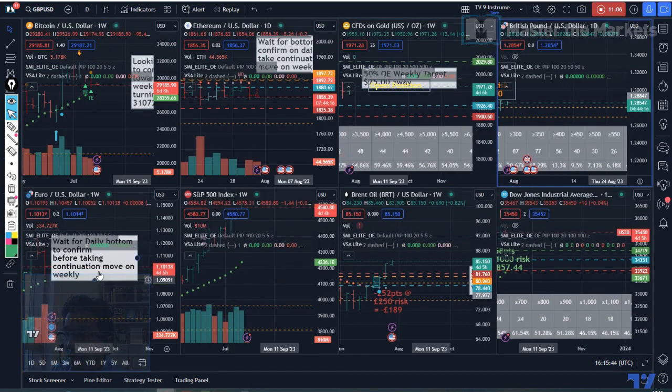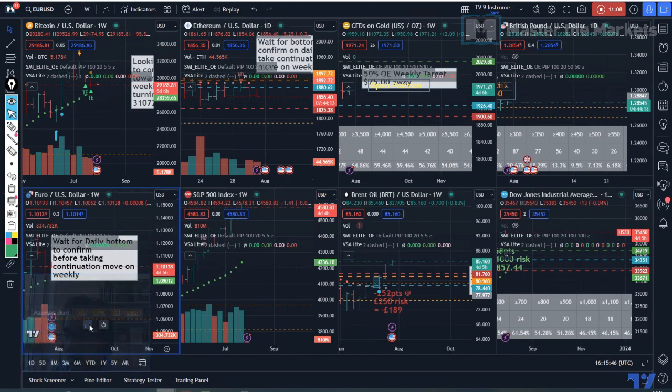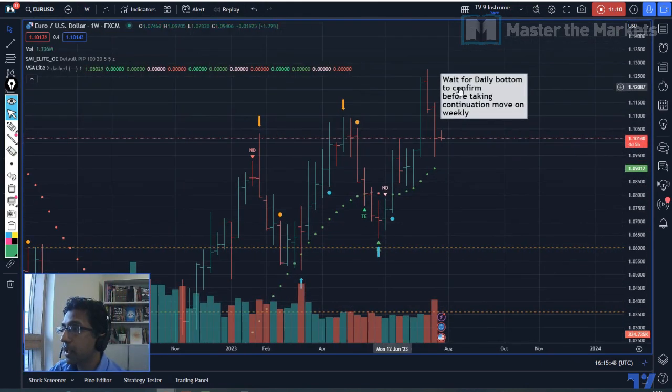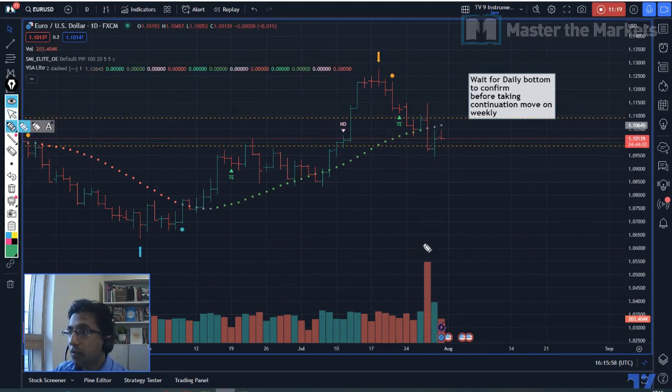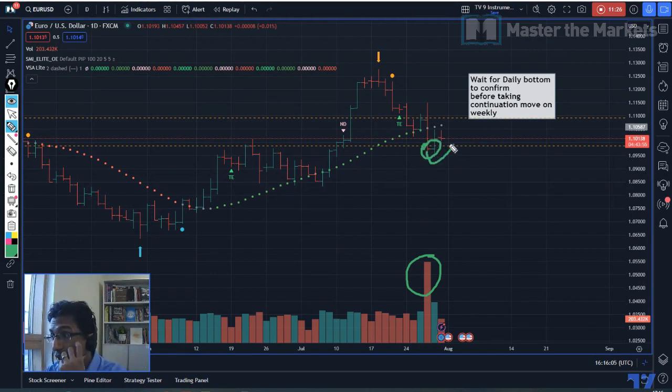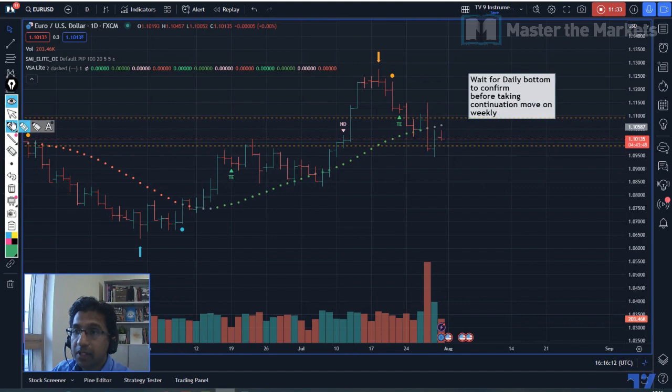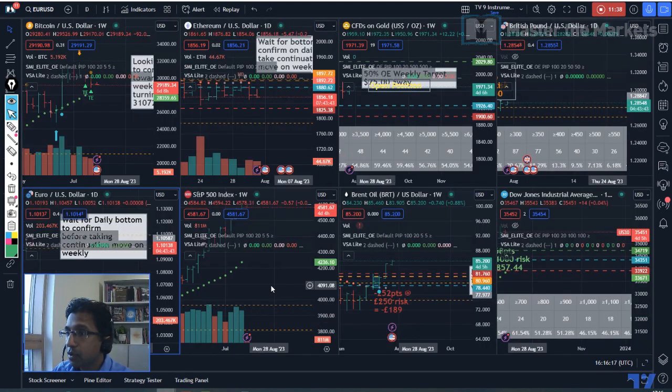Gold, British pound, euro dollar. Let's take a look at that on euro dollar. Wait for daily bottom to confirm. Again, we're looking at continuation moves, but however on daily, not getting a bottom yet. But however, I'm seeing a very large spike in volume here, so a little bit of concern that it could turn. So I'll wait for SMI to confirm, and also the gray dot or the green dot from the VSA analysis, VSA light as well. Right, so we got all of that on euro dollar.